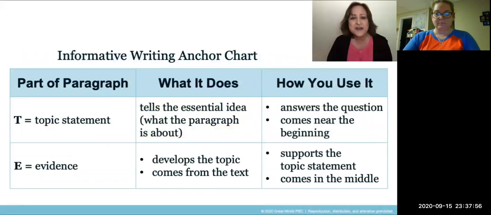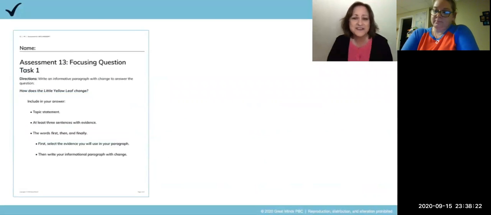Today you'll write a paragraph about how little yellow leaf changes. As you write your paragraph, you'll be sure to include evidence from the beginning, the middle, and that's right, the end of the story as well. Remember, evidence develops the topic, and it comes from the text. Please grab Assessment 13, the focusing question task, and your pencil.